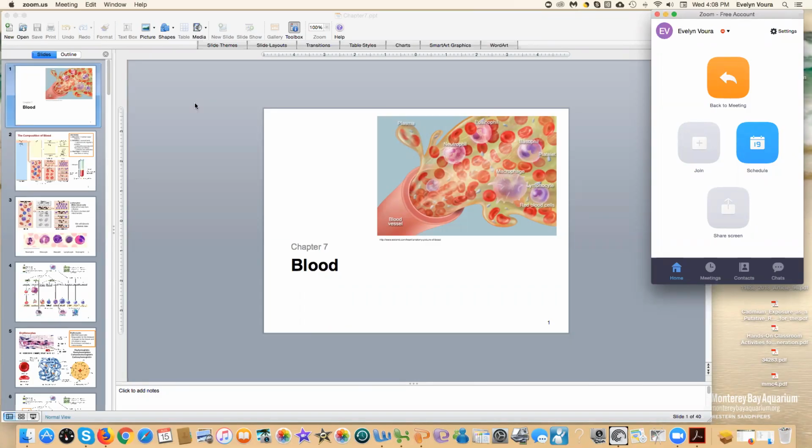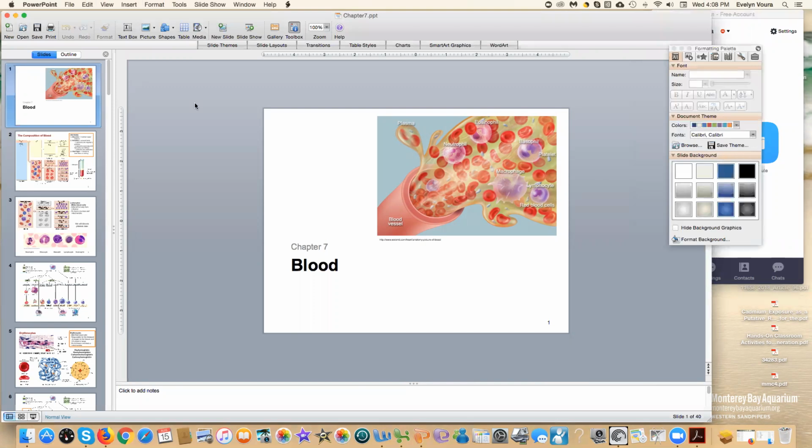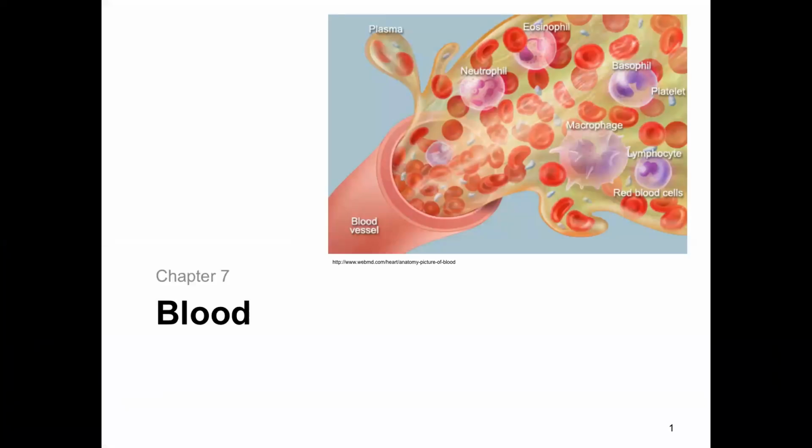All right, let's go over chapter 7, the blood chapter. Okay, let me just get this up here. All right. Now, this overlaps quite a bit with lab, but in lecture we talked about a few other things. So let's just go over this.